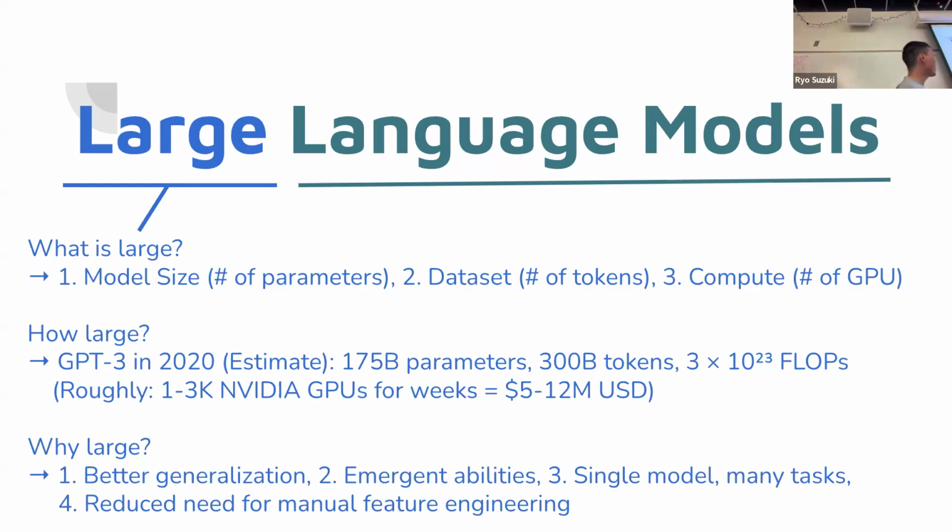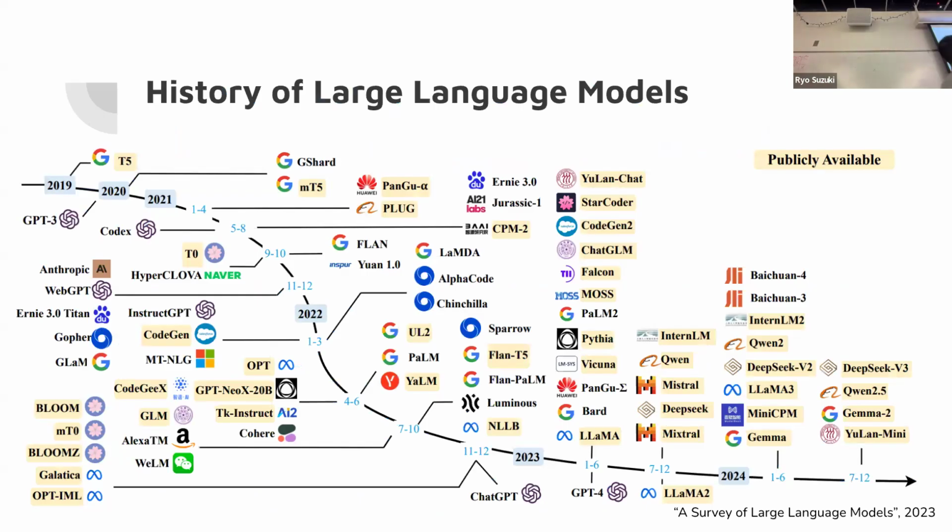So that is why a larger model actually has better generalization. As I said, it doesn't have to be a separate model; one model can do almost everything. And the second interesting aspect, if you make it bigger and bigger, is that suddenly it can do something that was not possible before. That is often called emergent ability. So: one model, many tasks, and reduced need for manual feature engineering. That is the kind of history of the large language model.